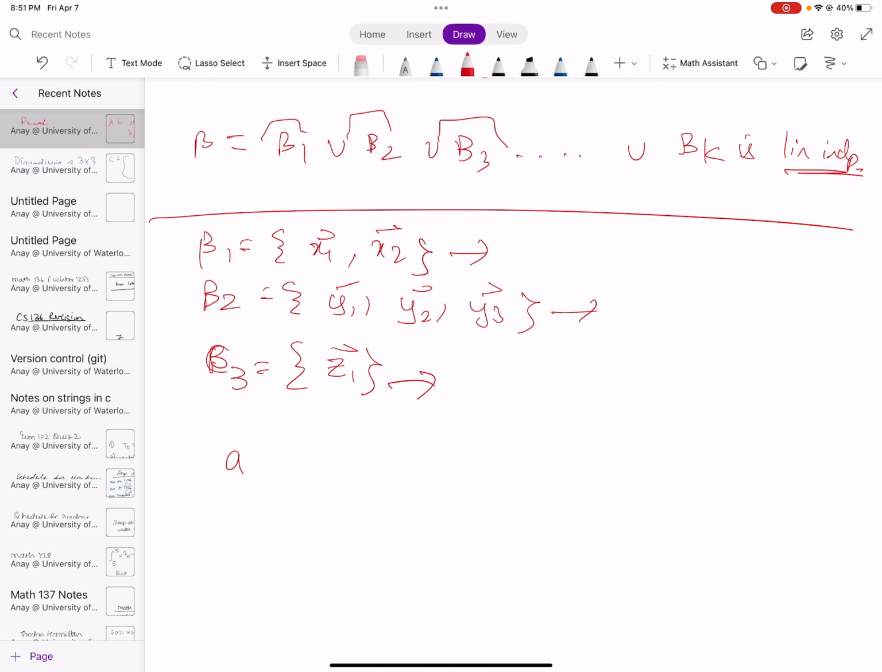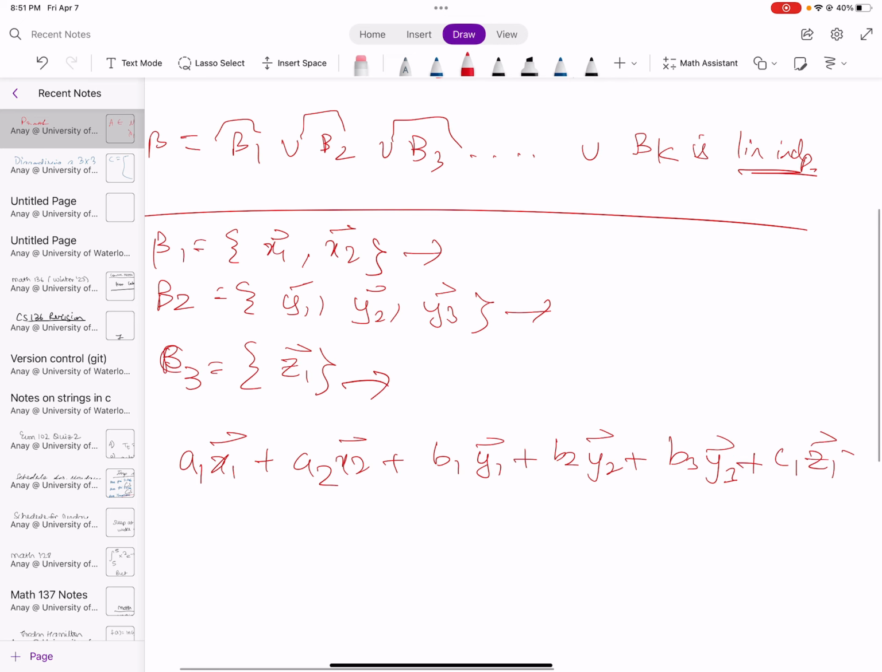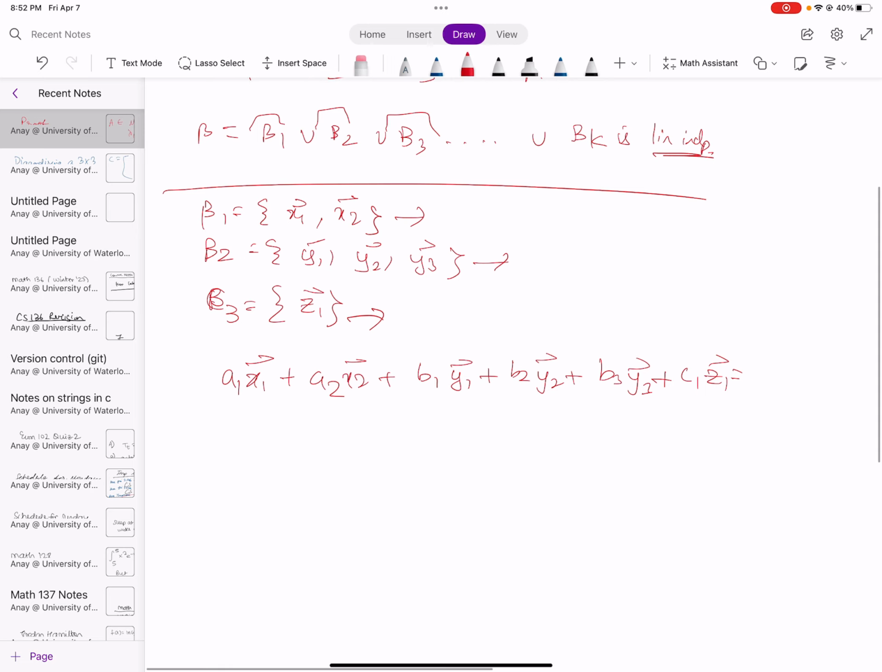So we have, let's say, a1 x1 plus a2 x2 plus b1 y1 plus b2 y2 plus b3 y3 plus c1 z1 is equal to 0. That's what we have to show eventually. But now, how do we show this?